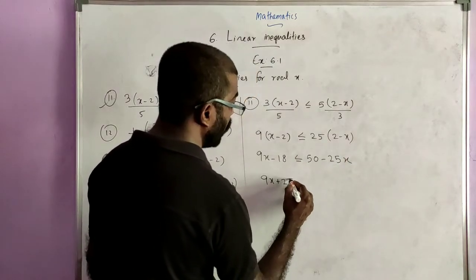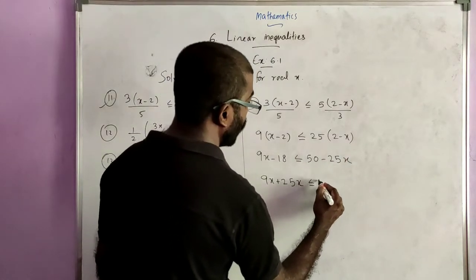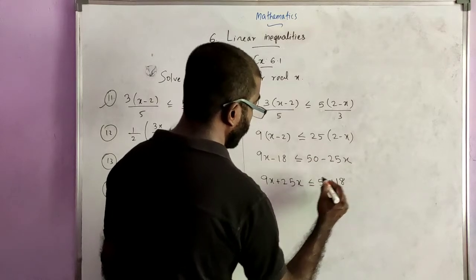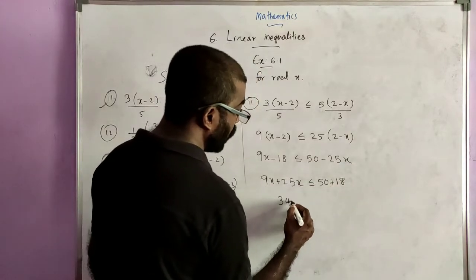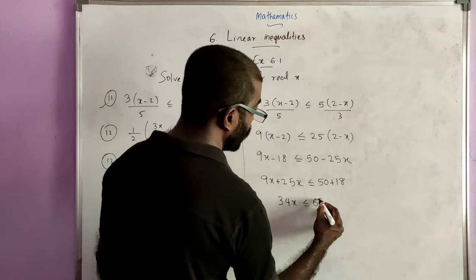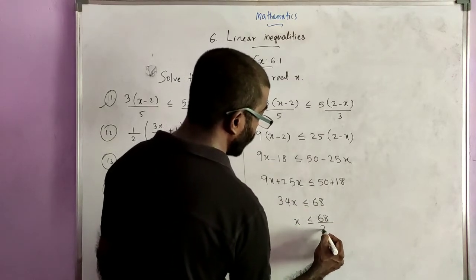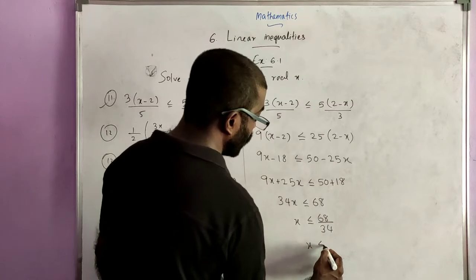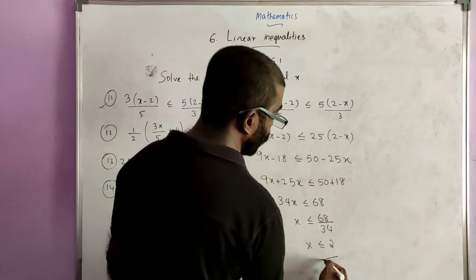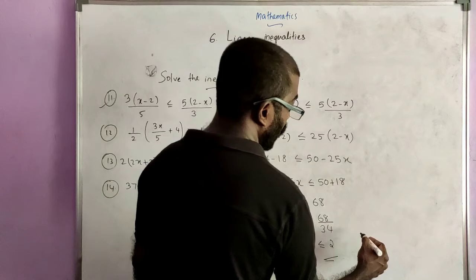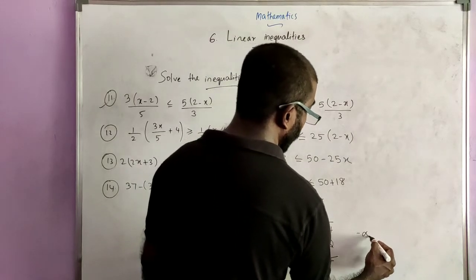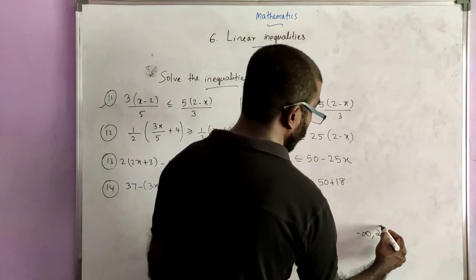9x plus 25x less than or equal to 50 plus 18. That is 34x is less than or equal to 68, or x is less than or equal to 68 divided by 34. x is less than or equal to 2. So the solution in interval form is minus infinity comma 2 closed.